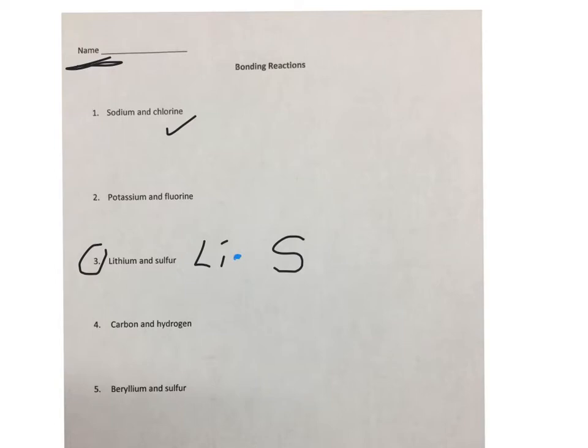Sulfur is in the oxygen family, and you have 6 valence electrons. So you have 1, 2, 3, 4, 5. Let's put 6 over here. Now remember, you're going to tell me, is this an ionic bond or a covalent bond? Because lithium is a metal and sulfur is a non-metal. This is an ionic bond.